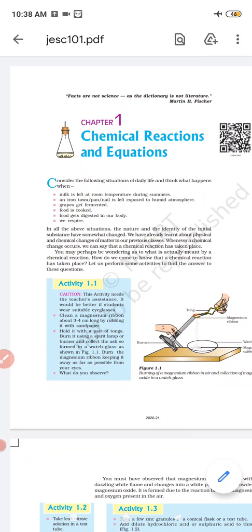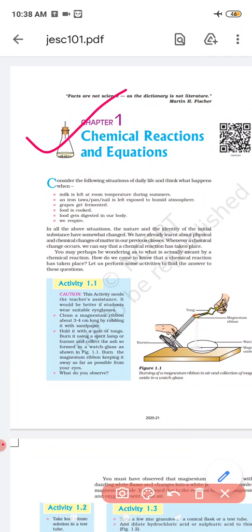Today we'll start science chapter 1, chemical reactions and equations. This is the 10th standard science first chapter. Okay. So when you read the chapter name, you will understand: chemical reactions and equations.